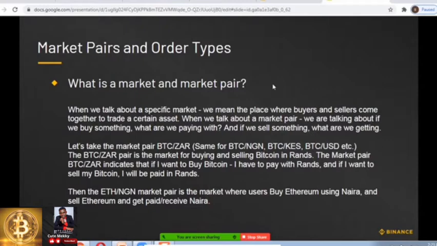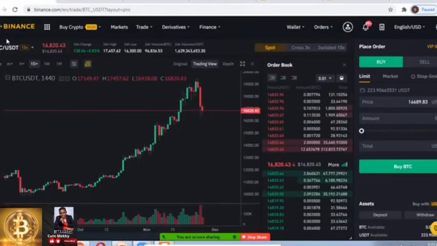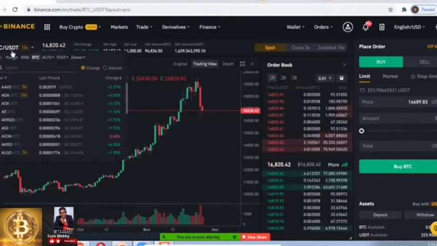Now, what is a market and a market pair? A market is very specific, and it's where buyers and sellers come together to trade a certain asset. So when we're talking about a market pair, we are looking at, if you want to buy something, what are you paying with? And if you are selling something, what are you getting? So in this case of Bitcoin, BTC USD is a market. Why?